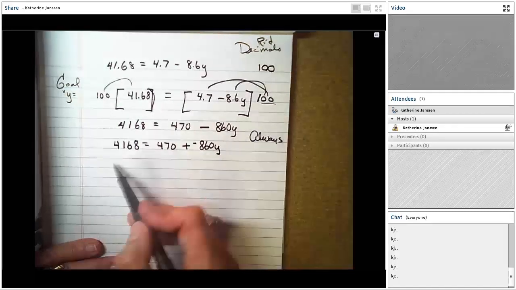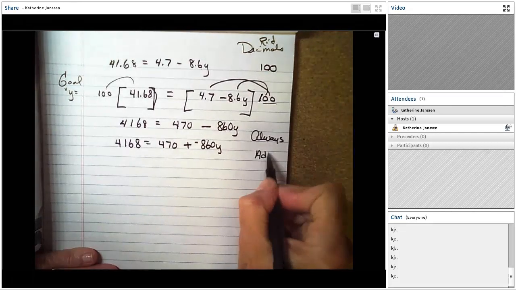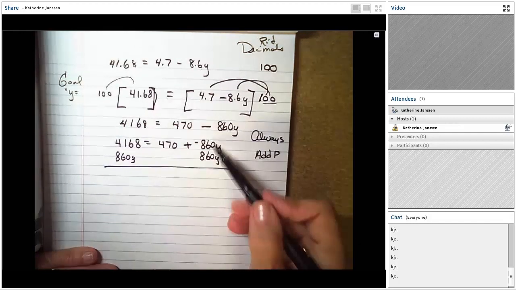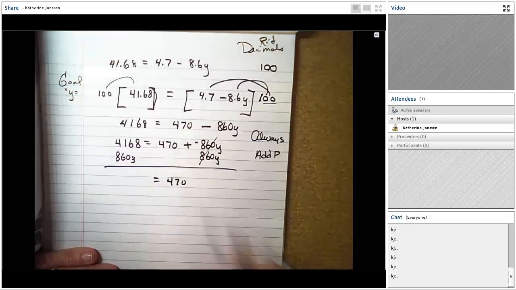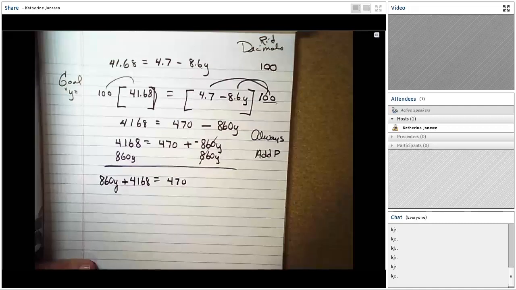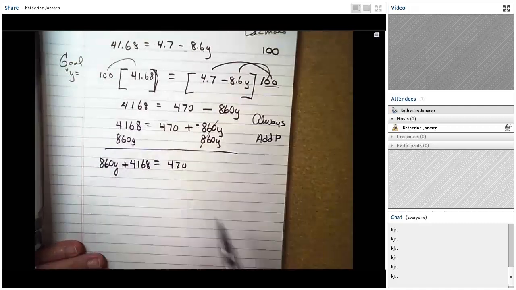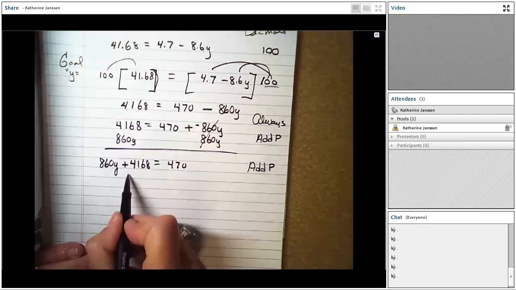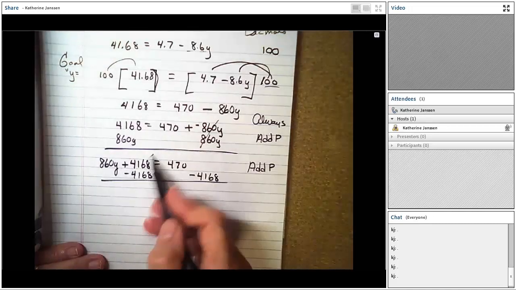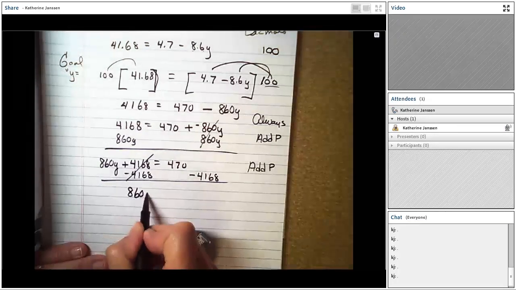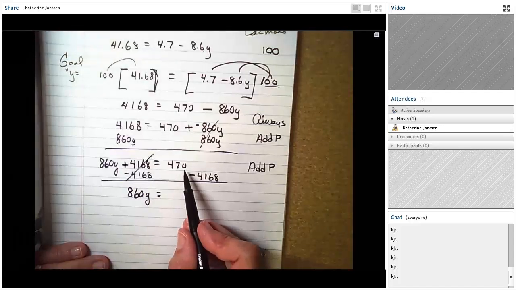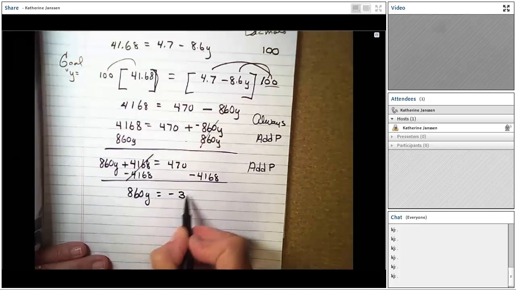I like to have my variables on the left-hand side of the equation, so I'll use my addition principle now to move my y term. I'll add the opposite to both sides. Adding opposites goes to 0, leaving 470 on this side of the equation. And I have 860 times y plus 4,168. Still trying to isolate my y term, so I'll use the addition principle again, and I'm going to add the opposite of 4,168 to both sides. Adding opposites goes to 0, and I end up with 860 times y equals a negative 4,168 plus 470, which leaves a negative 3,698.